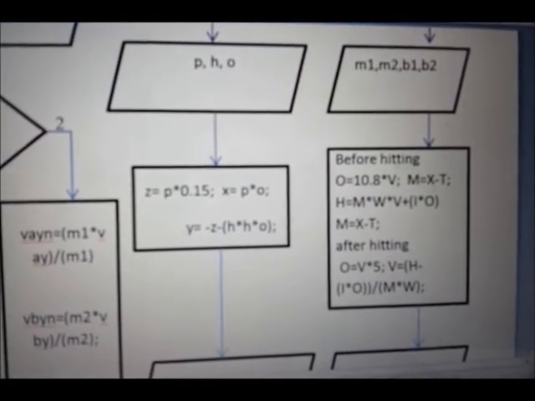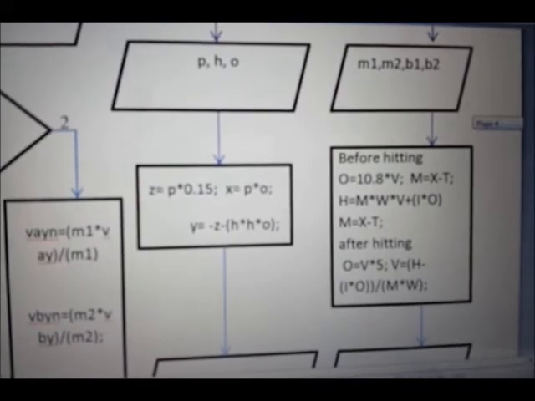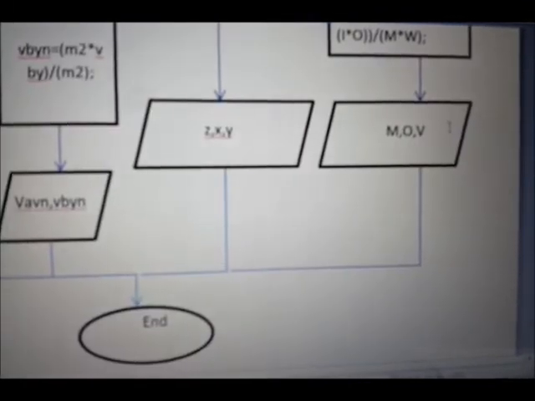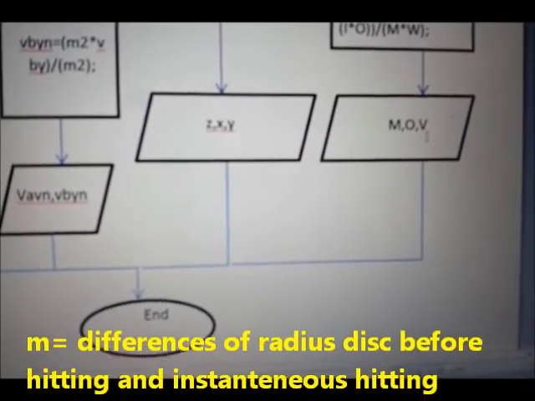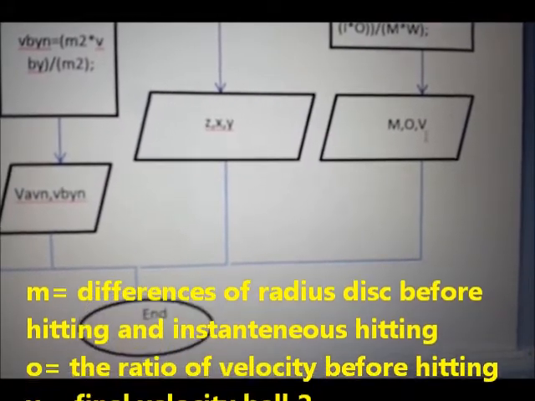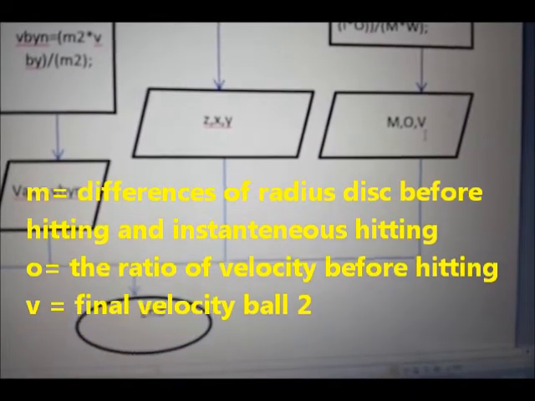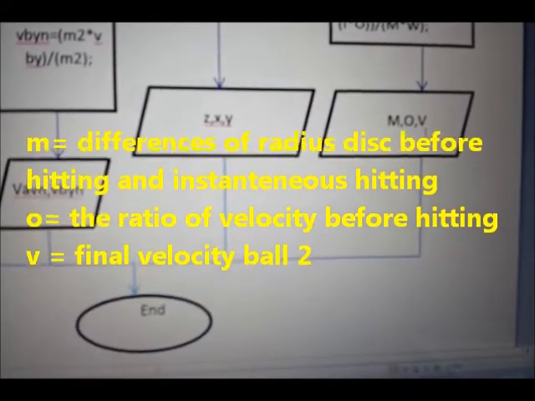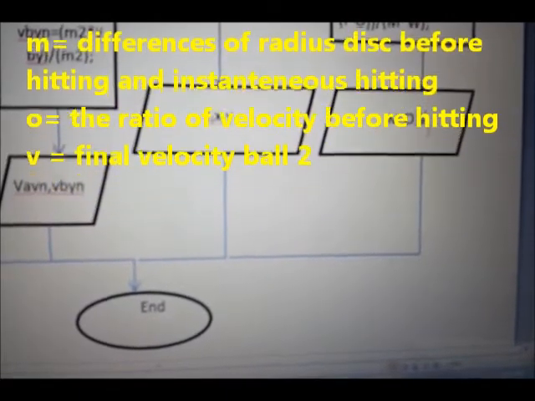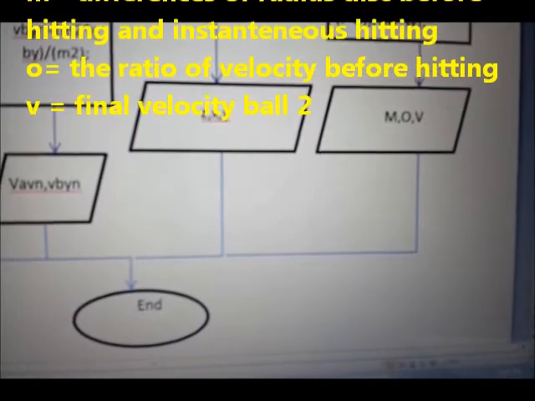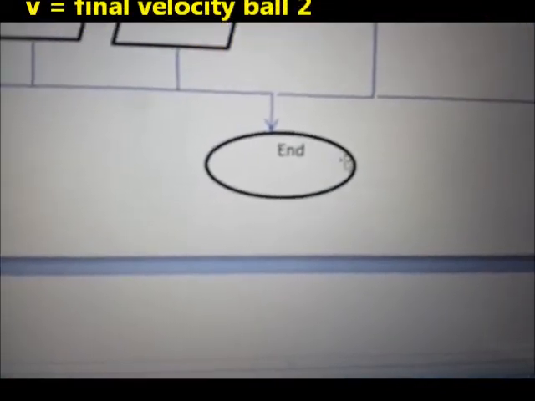And then this is our process and formula, and then this is output. M equal to the difference of radius before an instantaneous heating, and O the ratio of first velocity before heating, and then V the new velocity after heating, and then the program ends.